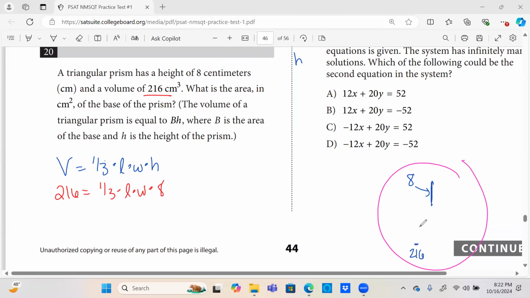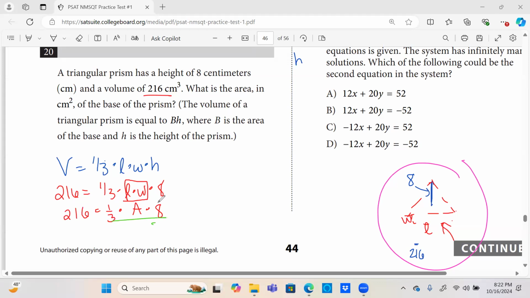So I could go back to the picture, but I kind of have it over here a little bit. This is going to be a poor drawing, but the base is a rectangle, right? This was length, this was width. So these two together is the area of the base. Okay, so we need to get what that is. So we can just say, this is A for area of the base times 1/3 times 8 equals 216.